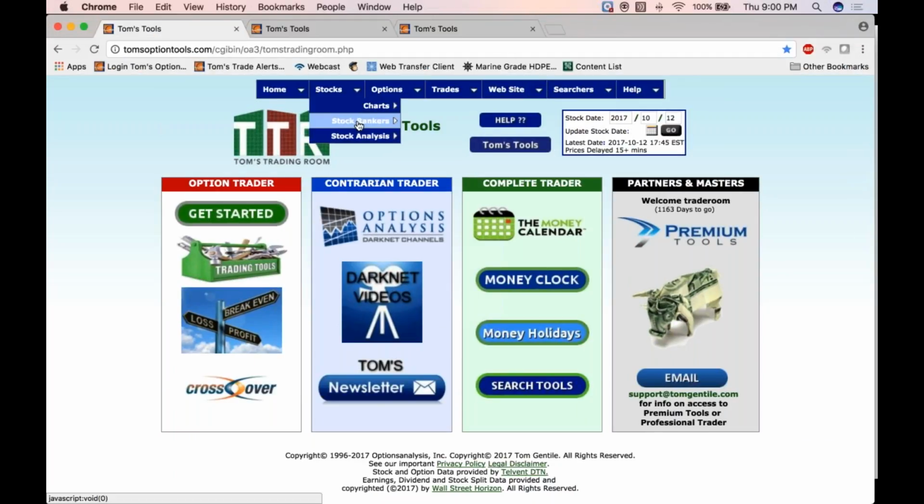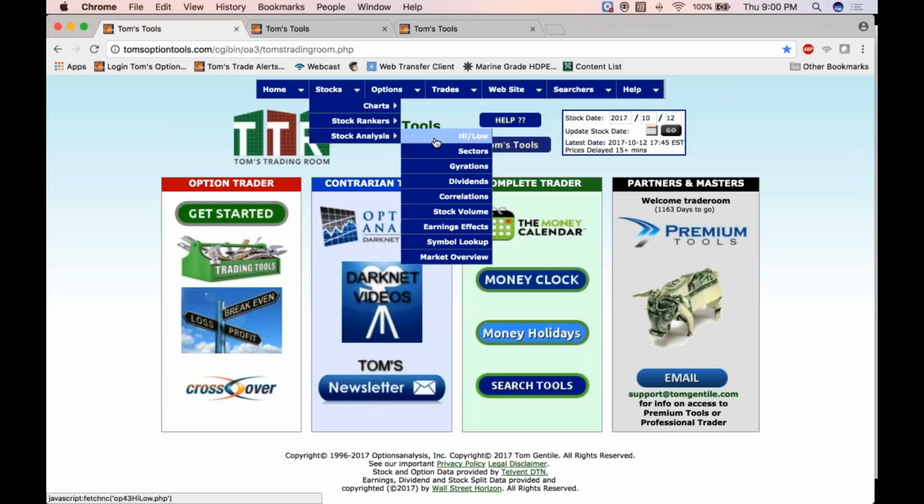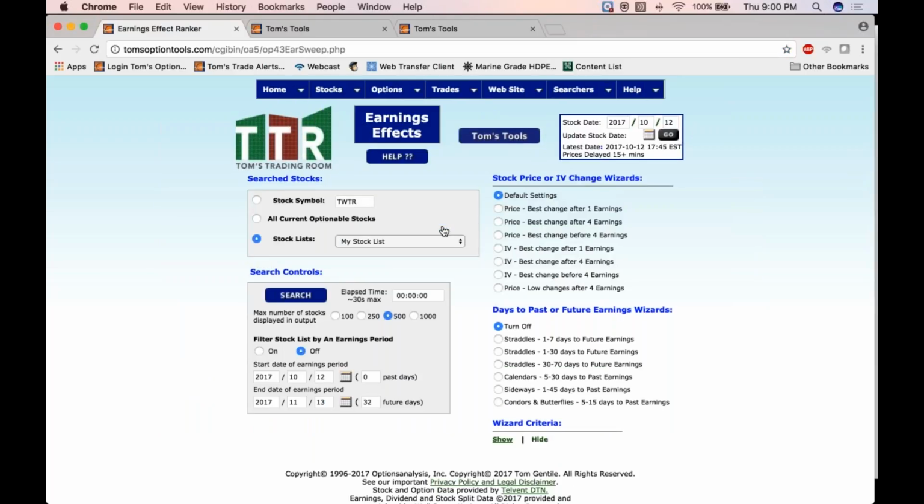And if you go to stocks, you go to stock analysis. I did something with this very recently, where you can go into stock analysis and you can come down to what's called earnings effects. And with the earnings effects, we can actually take a look at Google. So type in GOOGL in the stock symbol area. And I want you to go over to where it says stock price and IV change wizards.